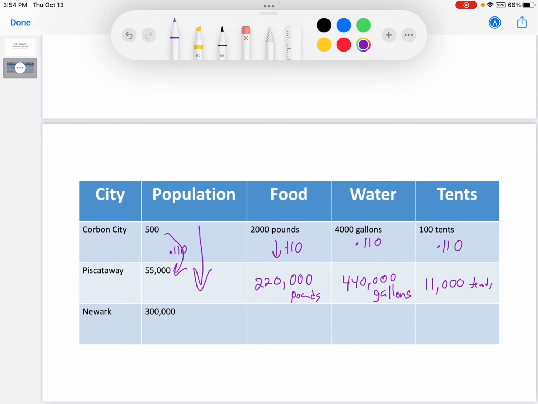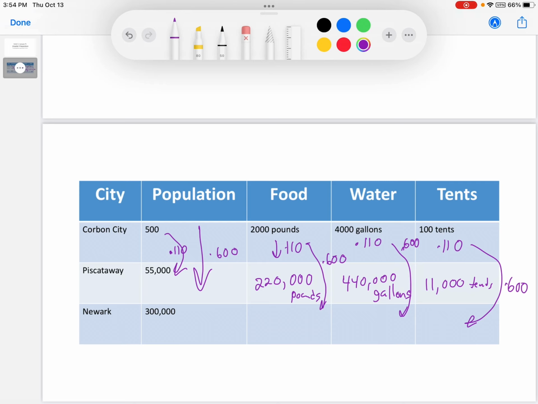Similarly, how do we get from 500 to 300,000? So I'll divide 300,000 divided by 500, and I get times 600. So we'll be multiplying by 600. Times 600, times 600.